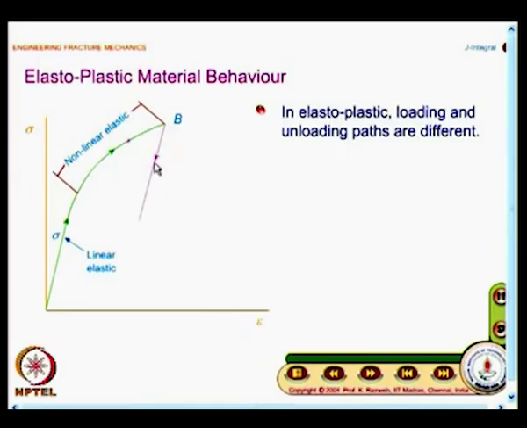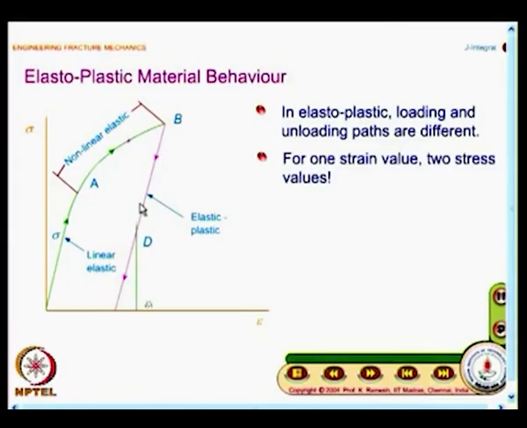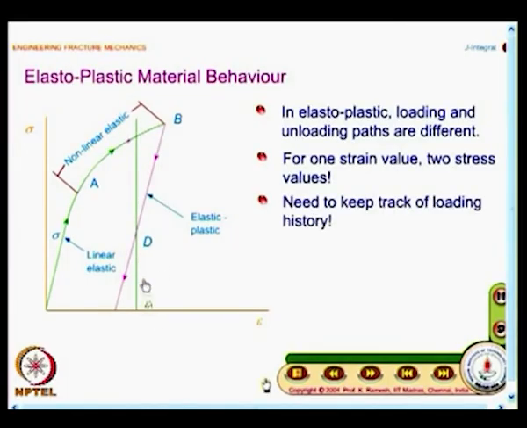Now I do an unload, it has reached a plastic condition and I unload, the unloading path is different. And what is its influence? Suppose I take a strain value, two stress values are possible. This is a very key important observation, and this is where the complexity comes.